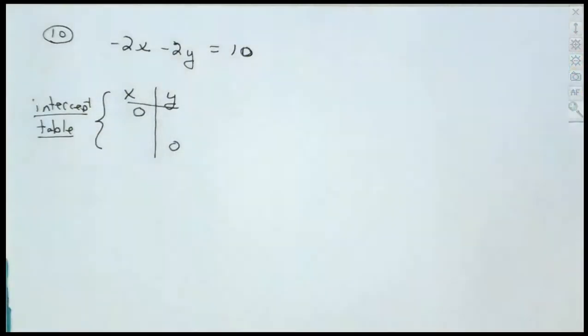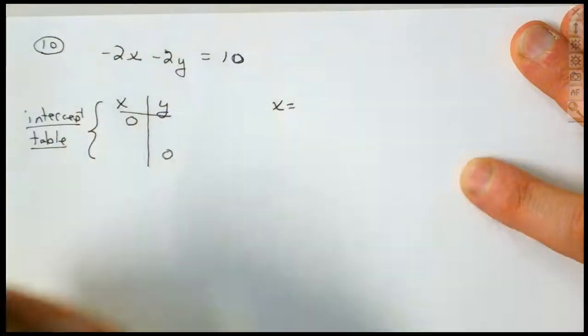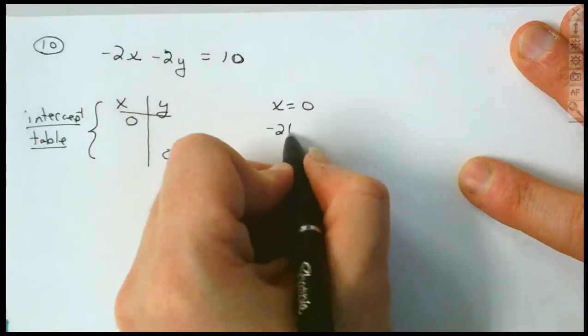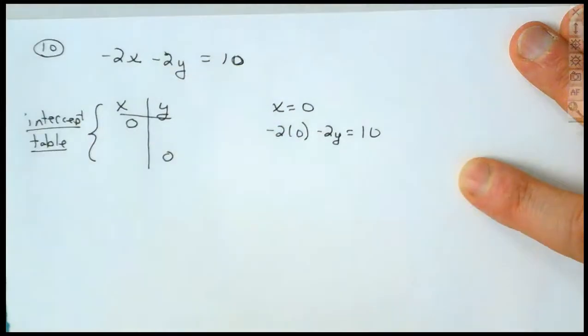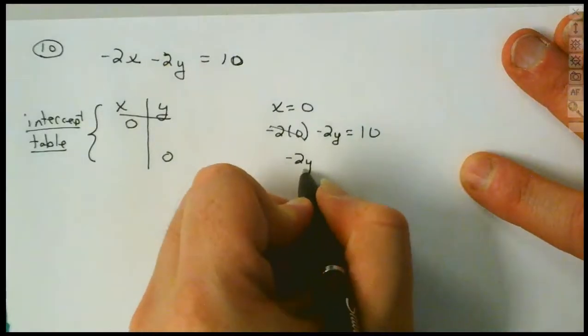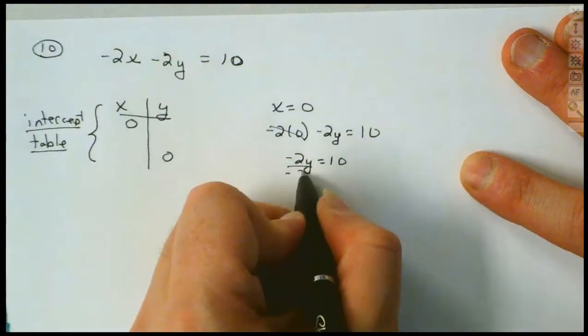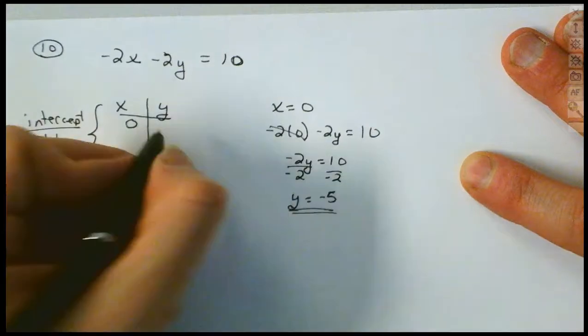So this is our intercept table here. Let's go ahead now and plug in our 0 for the x, calculate it out, plug in the 0 for the y, calculate it out, and get our intercepts. So we're going to plug in x equals 0, and that just plugs in the x part with a 0. That goes straight away. So now we're left with -2y equals 10. We'll divide by our -2, and now we have y equals -5.